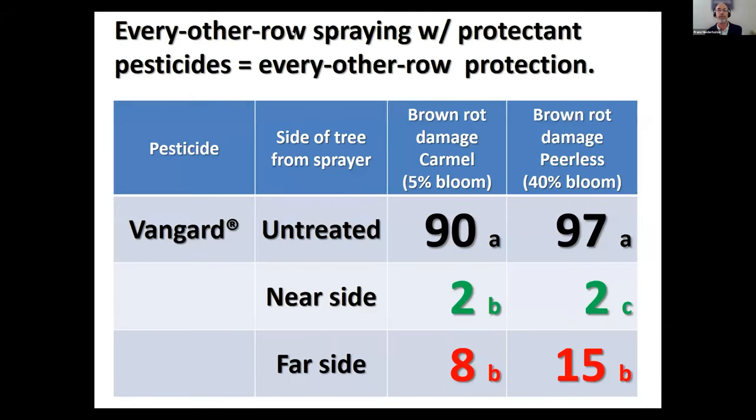Also, just a plug for every other row spraying with a protectant pesticide, particularly fungicides, is every other row protection. These are data from Jim Adaskevich. Once you get the 40% bloom on the near side of your sprayer, you get great control. On the back side of the sprayer where you're spraying every other row, you're not getting control and you're getting risk for resistance development. You can get away at pink bud in almonds with every other row, but once you get to even 50% bloom, that window's closed.